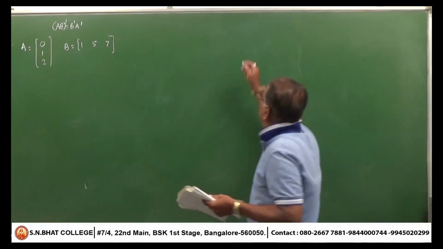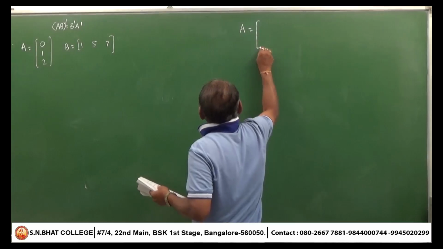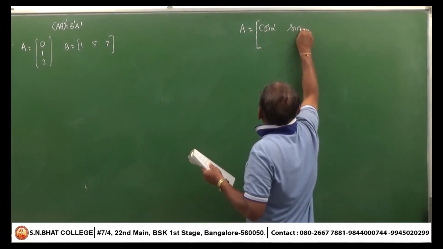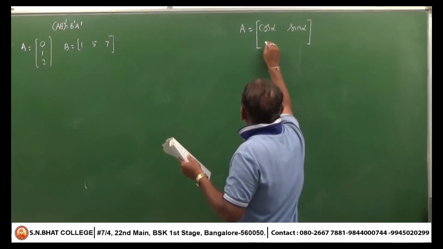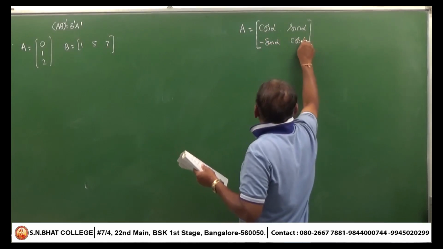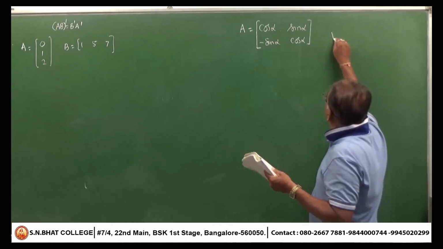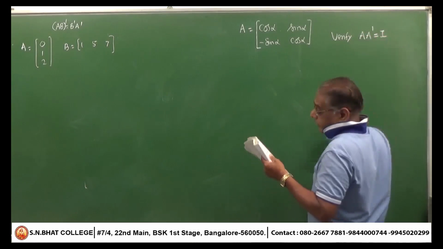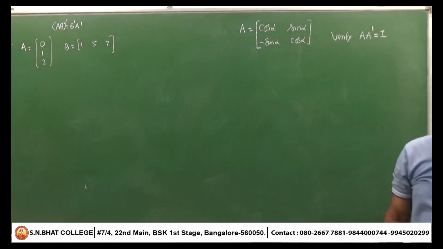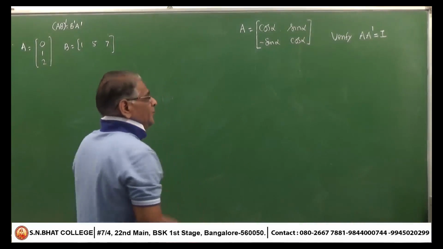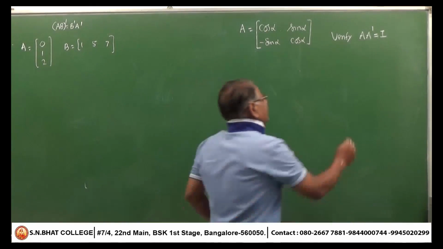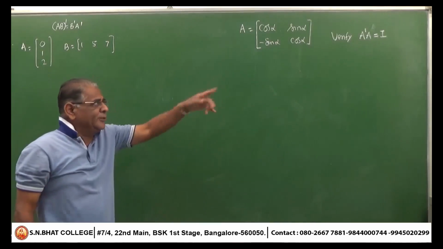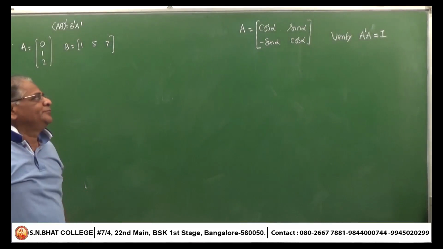Take the next problem. If matrix A is equal to cos alpha, sin alpha, minus sin alpha, cos alpha, verify A into A transpose is equal to I. That means you have to show that A transpose into A is equal to I.